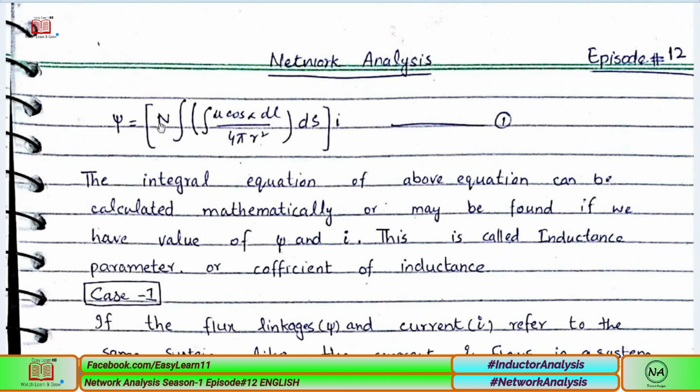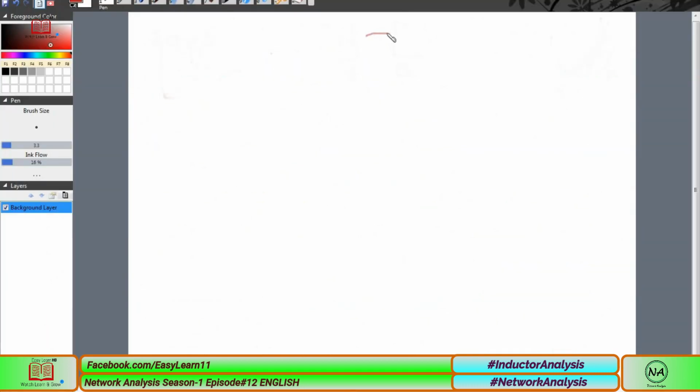So psi is equal to N times the integral of this equation. N is the number of turns of your inductance. For example, here, if I am able to draw, this is our solenoid and it has a number of turns. Sorry, I was not able to draw. If current is flowing, we have a finite amount of magnetic flux lines. This is called the flux linkage.